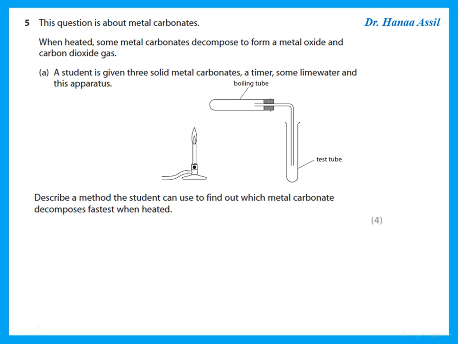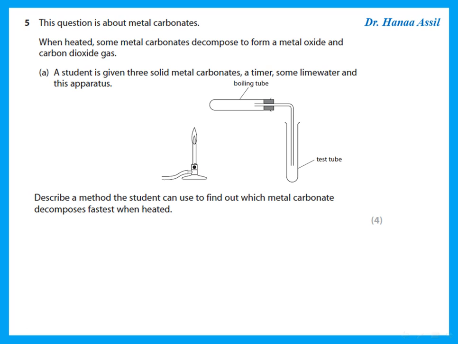Okay, question 5 says this question is about metal carbonates. When heated, some metal carbonates decompose to form a metal oxide and carbon dioxide gas. A student is given 3 solid metal carbonates, a timer, some lime water, and this apparatus. Describe a method the student can use to find out which metal carbonate decomposes fastest.